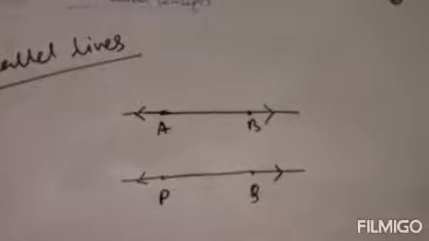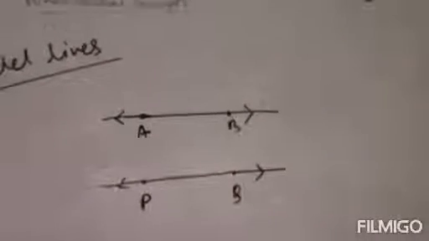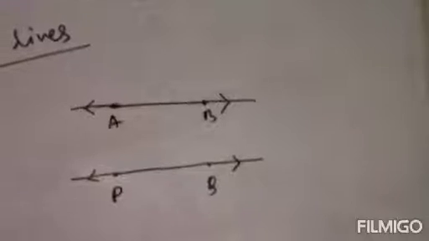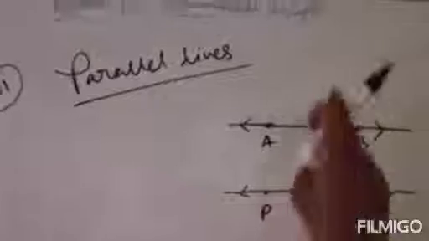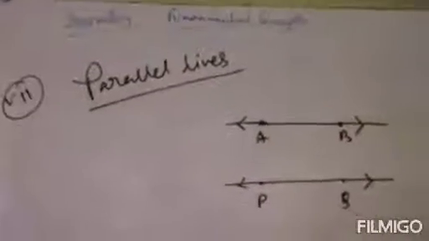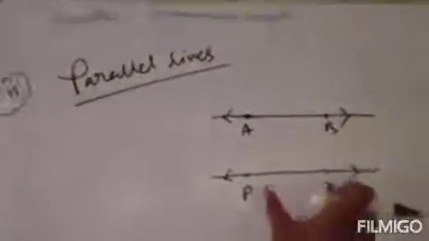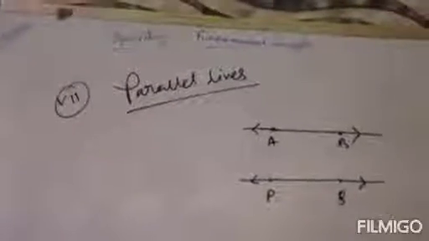These two lines are actually in the same plane. They lie in the same plane and they do not meet even if you produce these lines up to any extent. So these are known as straight lines, and these two combinedly are known as parallel lines. That means AB is a straight line, PQ is a straight line. AB itself is a straight line, PQ itself is a straight line. But if you talk about both of these lines, that is AB and PQ, both of these lines are parallel. That means they are parallel to each other.